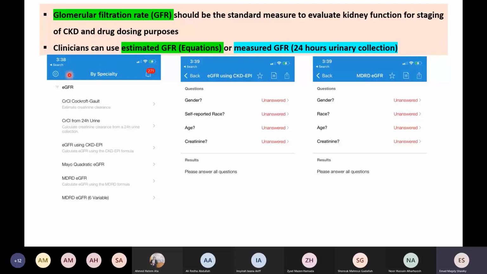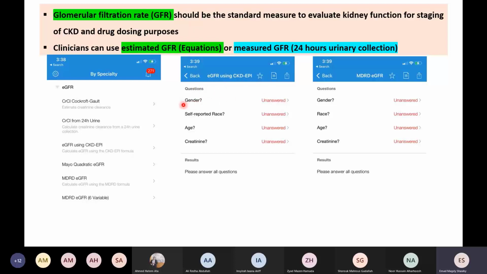It is the dashboard of the software. It's a mobile app, very available and very easy. Those are all the equations used for calculation of the GFR. You can select anyone like this. This is eGFR by the CKD-EPI equation.